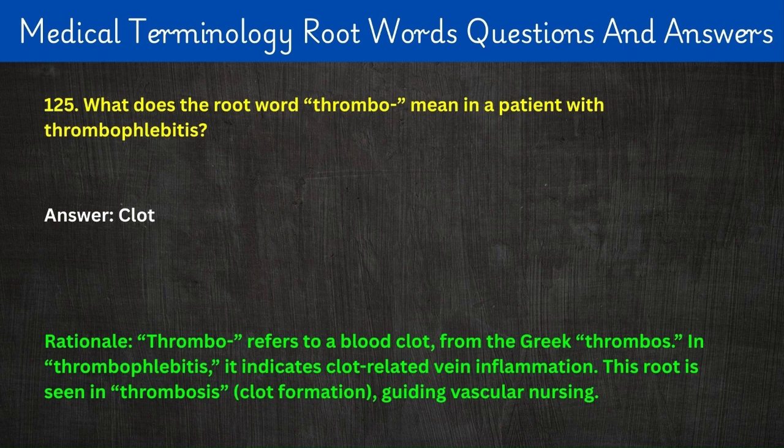125. What does the root word thrombo- mean in a patient with thrombophlebitis? Answer: clot. Rationale: Thrombo- refers to a blood clot, from the Greek thrombos. In thrombophlebitis, it indicates clot-related vein inflammation. This root is seen in thrombosis, clot formation, guiding vascular nursing.